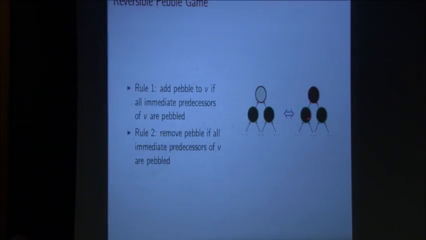Hence, this Pebble game is called the reversible Pebble game. Your objective is to put a pebble on the sink node and clear the graph. So you leave only 1 pebble on the sink node and leave no pebbles elsewhere. And you want to use as few pebbles as possible.